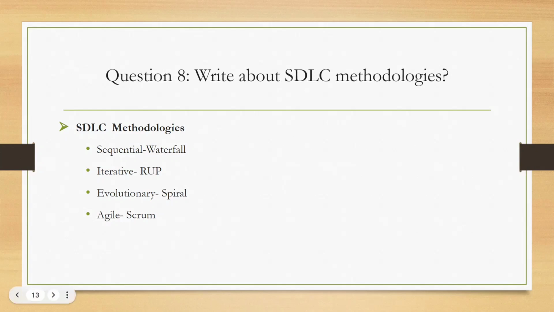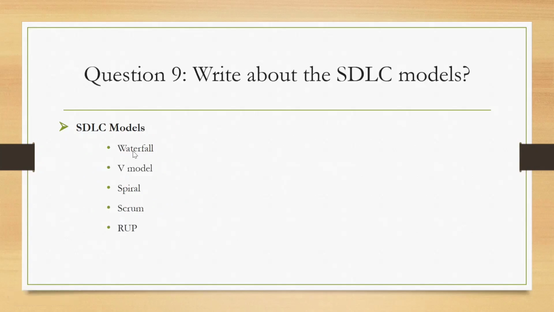Okay, so next about models. So we discussed waterfall, V, spiral. So you need to mention each and every model, and there will be a few phases, right? So you need to mention those phases also.